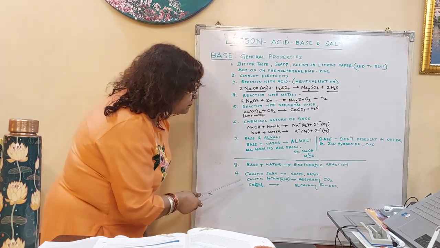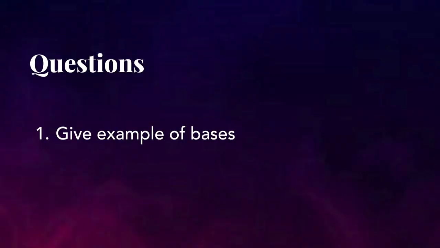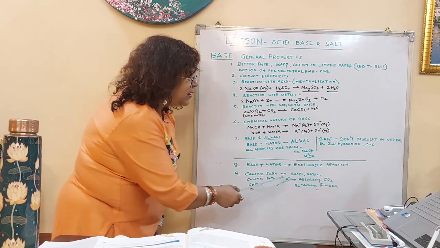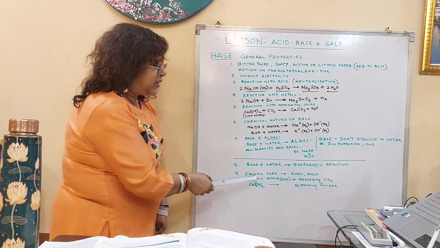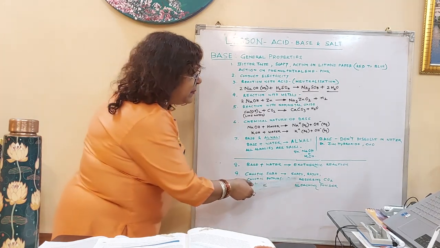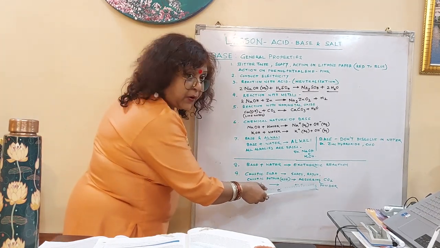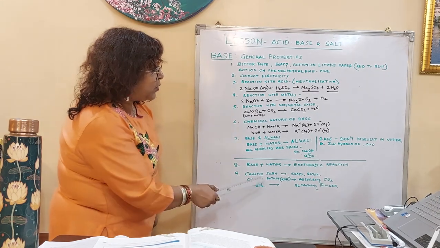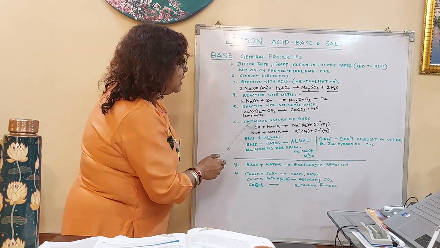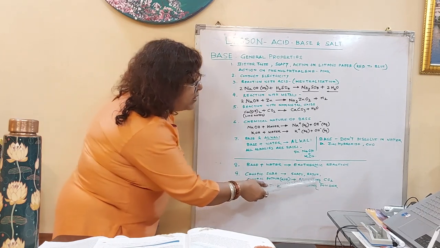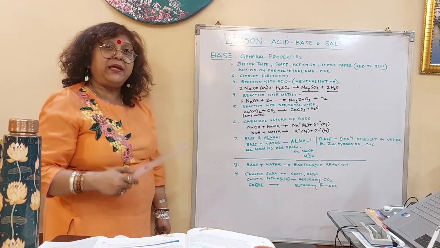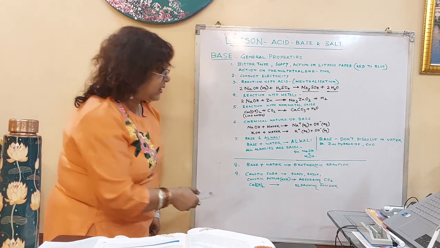Then next is, if they ask you, just quickly, name three bases and give their uses. You can give the use of caustic soda, which is nothing but NaOH, used in making soaps and rayon. Then another one is caustic potash, which is nothing but KOH, a very strong base. KOH is used for absorbing CO2 and also for making nickel iron batteries, right?